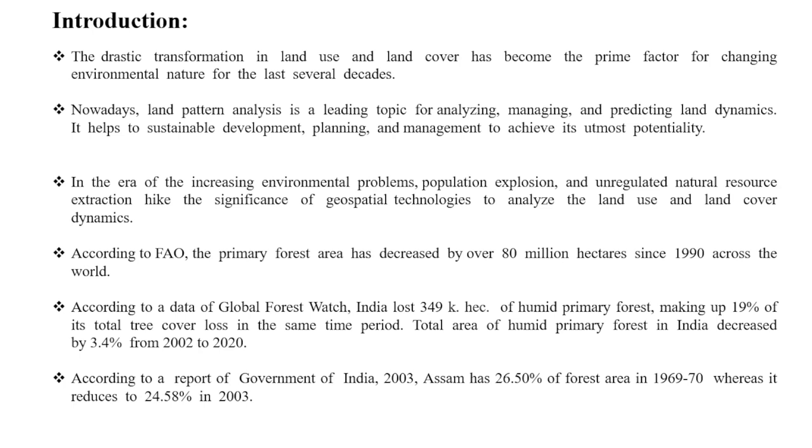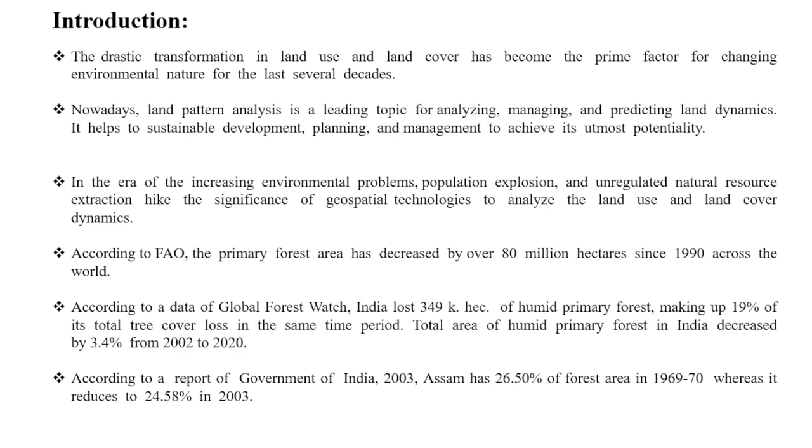Data from the Food and Agriculture Organization highlights the global scale of forest degradation, showing that primary forests have decreased by over 80 million hectares since 1990. This alarming trend underscores the urgency of effective land management and conservation strategies. Focusing on India, Global Forest Watch data reveals that the country lost 349,000 hectares of humid primary forest, which constitutes 19% of the total tree cover lost during the same year.